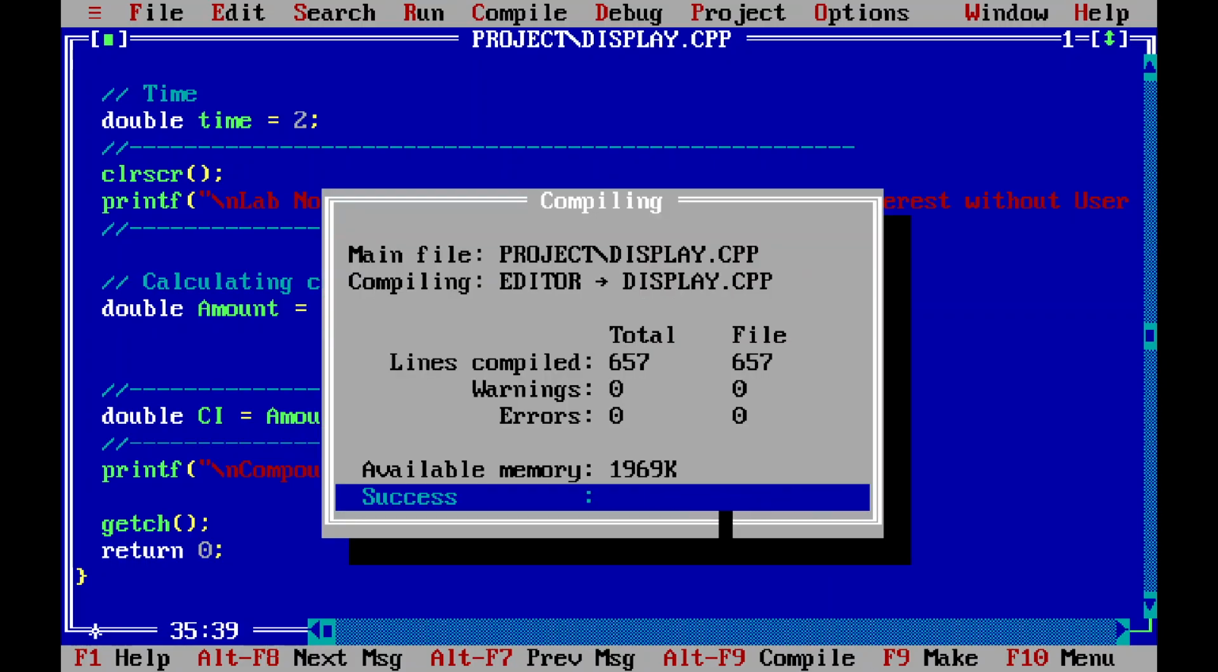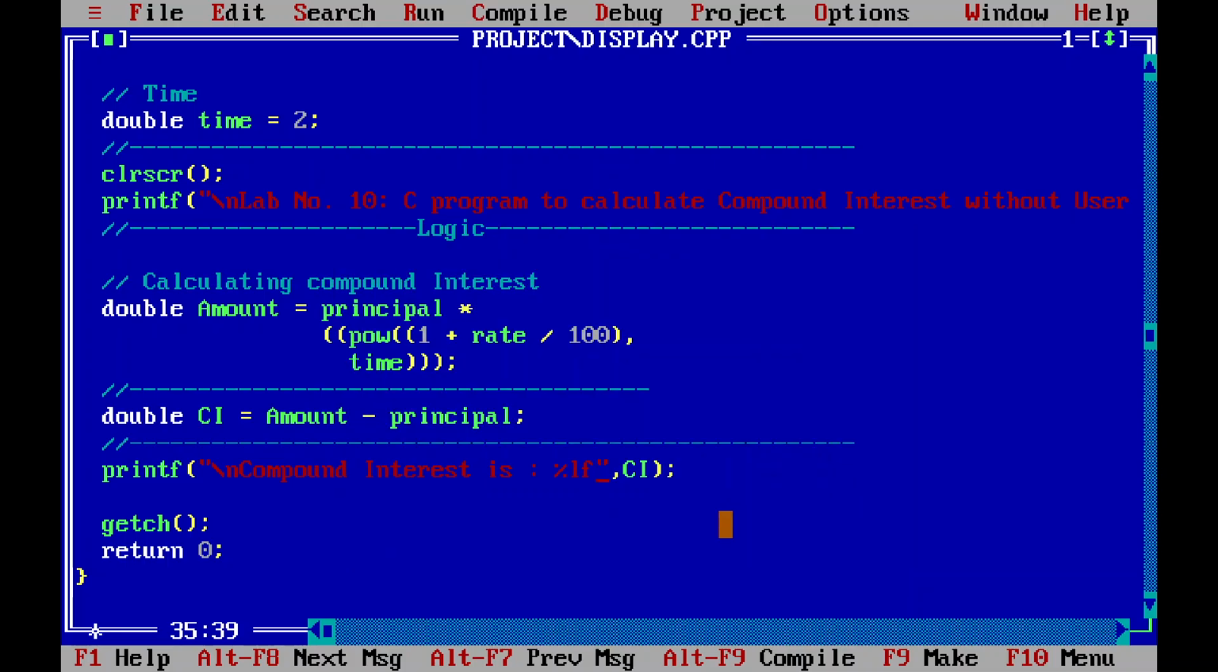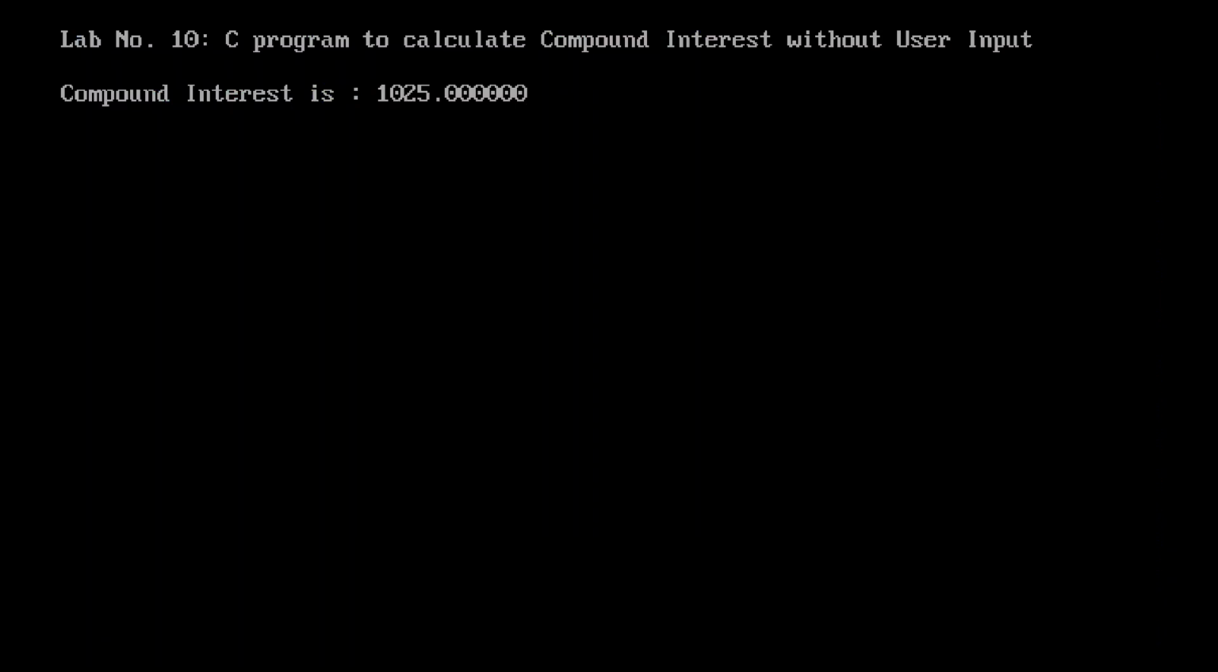So Alt F9, obviously warning 0 and error 0. That's our real choice and dream while coding. And after that, Ctrl F9 for the output. We can see Lab number 10, C program to calculate the compound interest, importantly without the user, because we are not typing or giving the values from the computer system. And this time there are no negative values, and the output is coming with the decimal values perfectly.